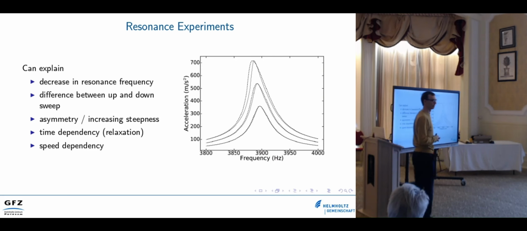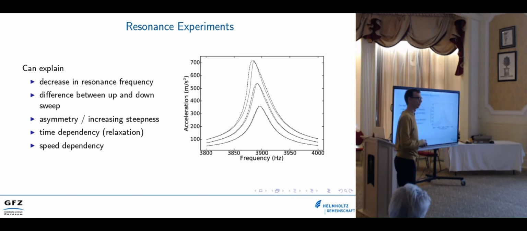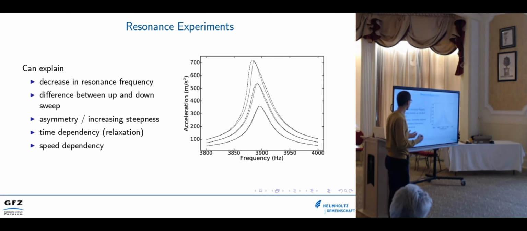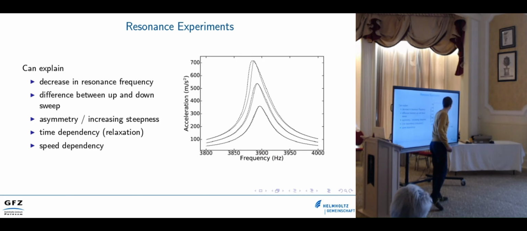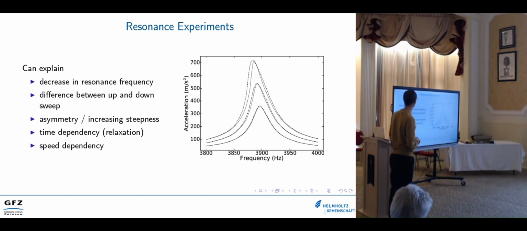And actually, there's a dependency on the speed with which you do the sweep. When you do the sweep faster, you see something different. When you do the sweep slower, the rock has more time to adapt, and you see some kind of different behavior. And in principle, the difference between the upward and downward sweep gets smaller when you do the experiment slower, and this can be reproduced here.